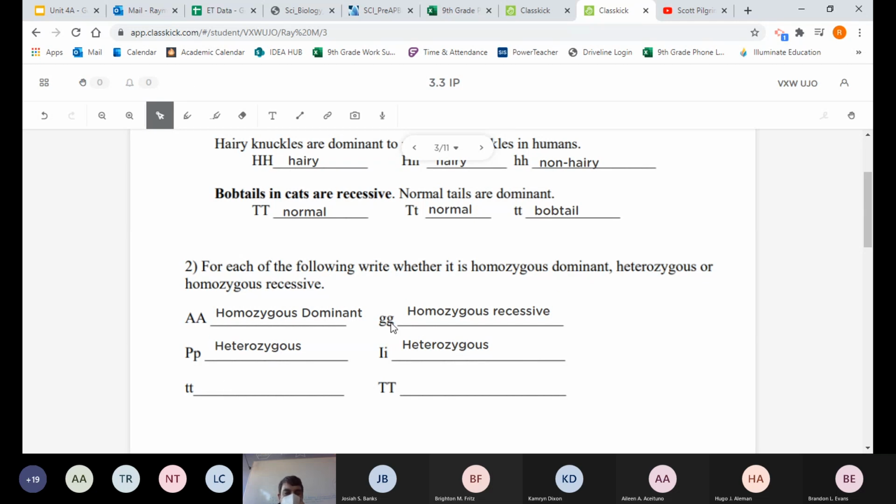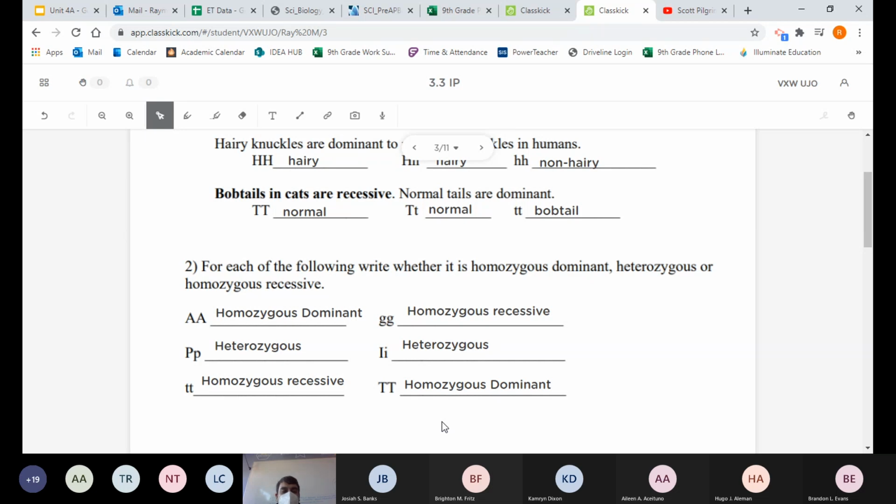Little t looks very similar to little g, right? So we have homozygous recessive. Big T looks very similar to that big A, right? So that's going to be homozygous dominant. And there we go. Those are our alleles and our genotypes.